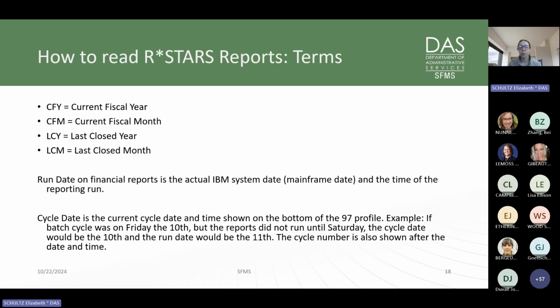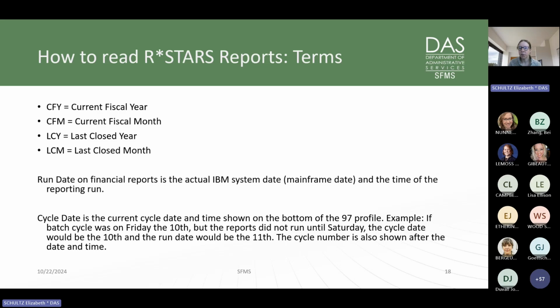And going back to some of those terms that I mentioned earlier, we've got some abbreviations on the report. CFY means it's the current fiscal year. CFM is the current fiscal month. We have LCY for the last closed year, last closed fiscal year, and LCM for the last closed fiscal month. So if you see those abbreviations, that's what they stand for. They're just trying to give you more information on what time period is being covered by that specific DAFR report. We also have different dates, the run date and the cycle date.